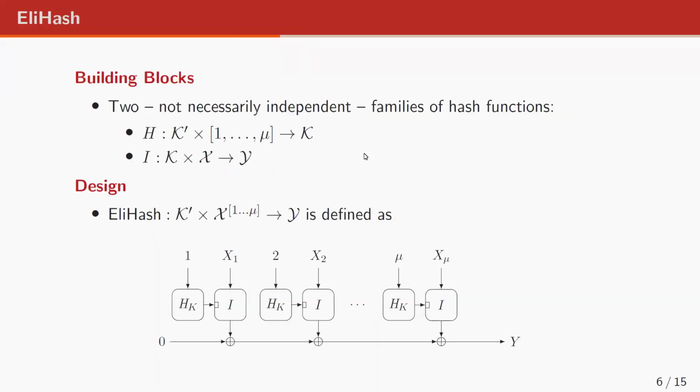So starting with EliHash, let's consider we have 2 universal hash functions of fixed input length, fixed output length. We take H, which operates on a key space K prime, and it gets as input some counter between 1 and mu. And mu is the maximum block size. Typically you take 32-bit counters in LightMAC. Here mu can be at most 2 to the 32. So you have the master key space K prime, a counter, and it gives you another key from the key space K. And then we take a universal hash function I that takes a key from this key space, and an input block goes to an output block.